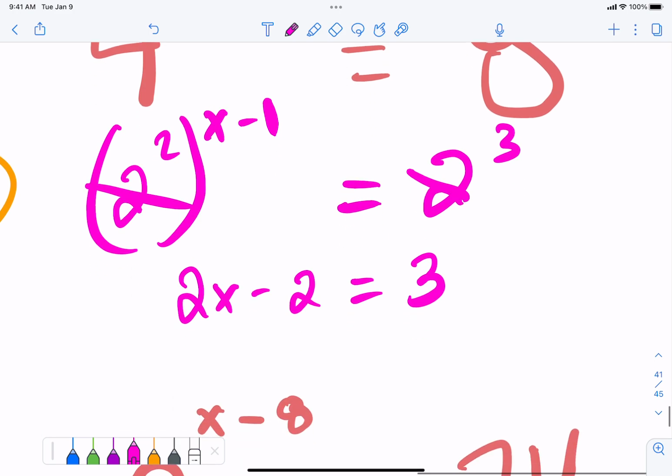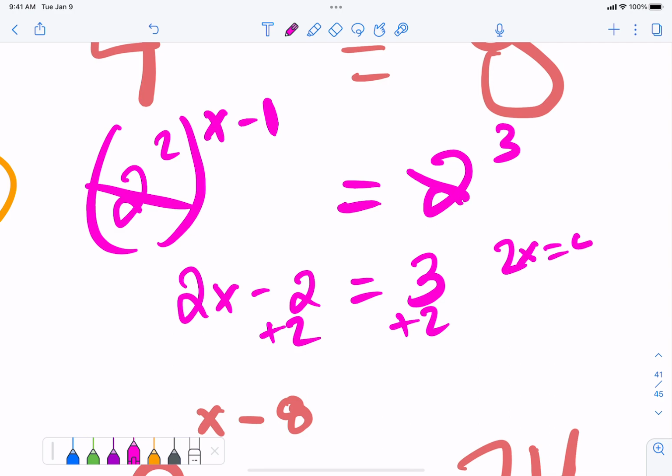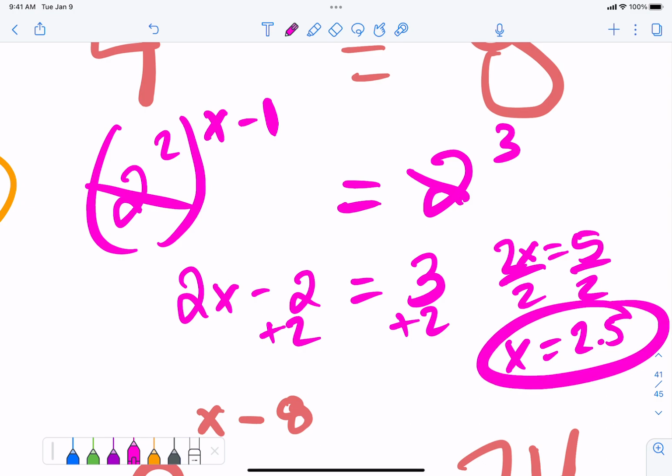Add the 2 and divide by 2. 2x equals 5. X equals 2.5 or 5 over 2. Okay, got it?